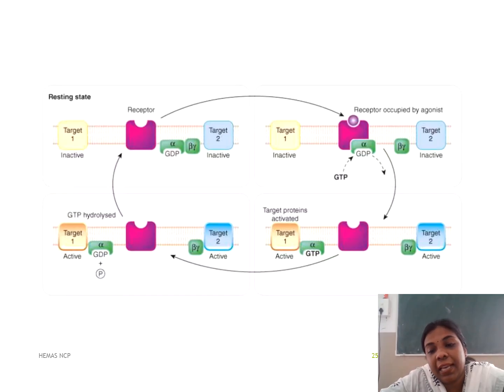So, the types of G protein receptors, the type of alpha subunit. Gs stimulates adenyl cyclase and increases cyclic AMP. Gi inhibits adenyl cyclase and decreases cyclic AMP. Gq activates PLC, which is converted into IP3 and DAG. IP3 means inositol triphosphate and DAG means diacylglycerol.